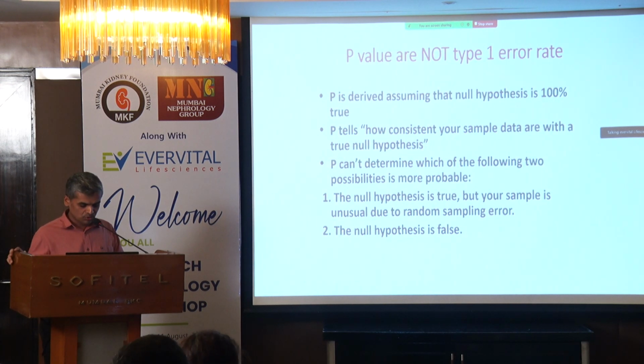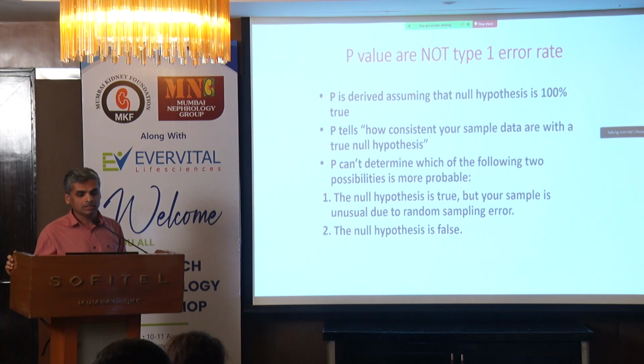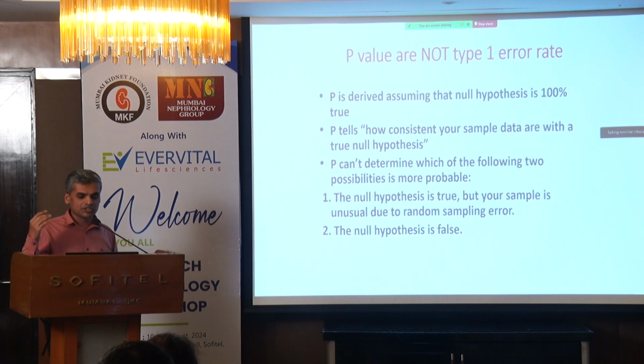How does the p-value relate to type 1 error? There is a relation, but it is not type 1 error, because the p-value is estimated assuming that the null hypothesis is 100% true. It just tells you how consistent your data is with a true null hypothesis, whether it is consistent or inconsistent. So it cannot determine which of the two possibilities there are: the null hypothesis is true but your sample is so unusual, or your random sampling error is such, that you have detected a difference, or it doesn't tell you whether it is more likely that the null hypothesis is false.